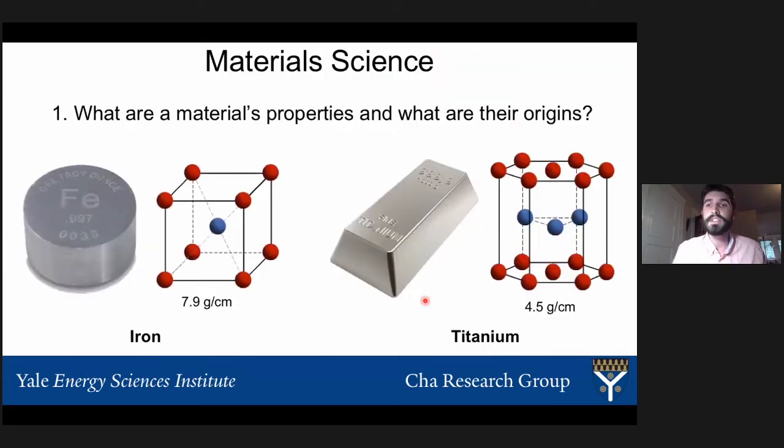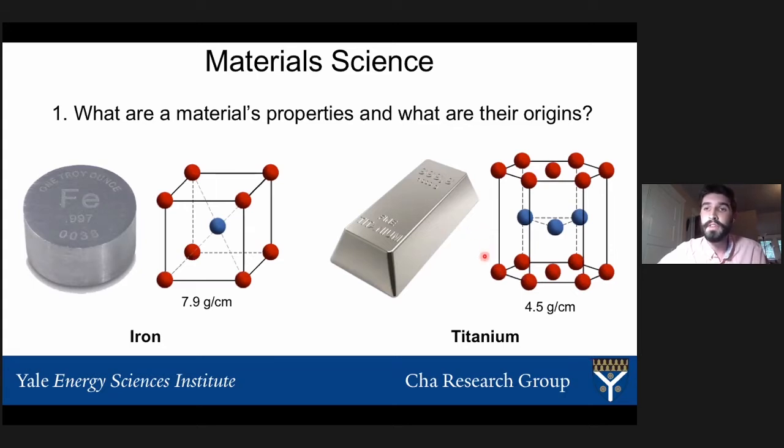And as materials scientists, we all seek to answer 2 main questions. The first is, what are a material's properties and what are the origins of those properties? So for example, let's consider 2 metals, iron and titanium. Both metals are very strong, but titanium is actually much lighter than iron. In order to understand why that is, we actually have to look at how the individual atoms are arranged within these metals. If we look at iron's atoms, they're arranged in this cubic packing structure. But titanium's atoms are arranged in this hexagonal packing structure.